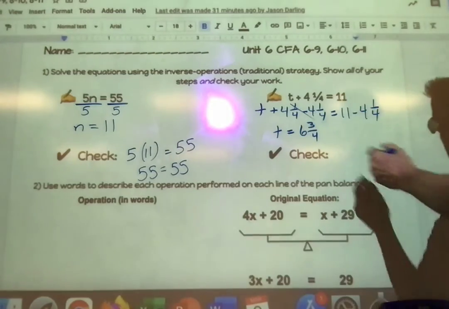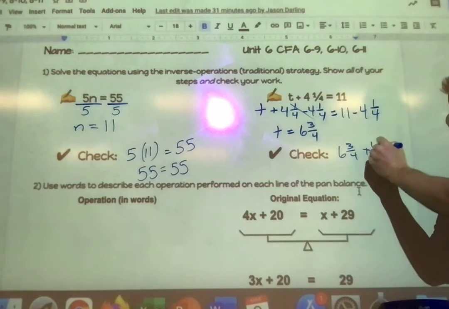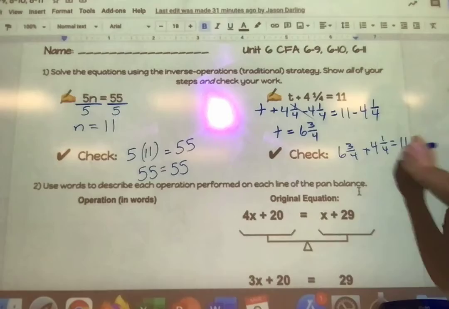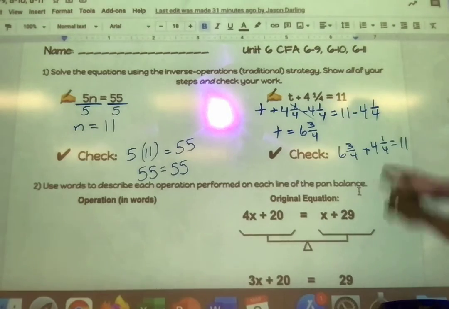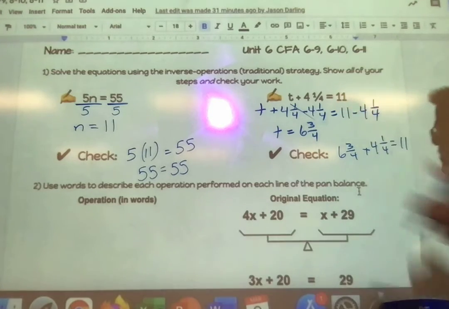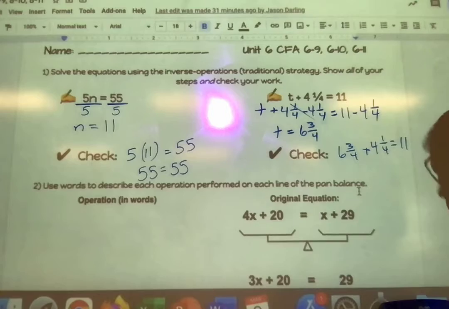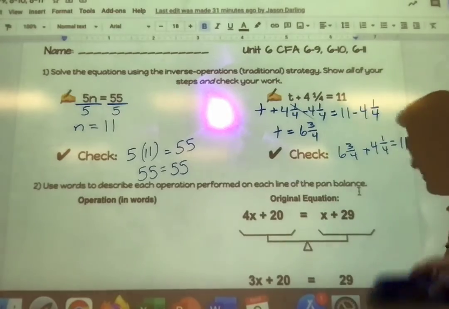So go ahead and check that. T, we said, is 6 3/4 plus 4 1/4. And that does equal 11, because I know 6 and 4 is 10, and then 3/4 and 1/4 is one more to get me to 11. So again, double checking, just with one-step problems there, using that traditional strategy of solving to try and find a variable. Okay, so if you need to, you can pause the video to get this stuff written down.